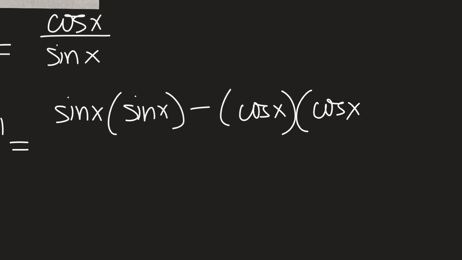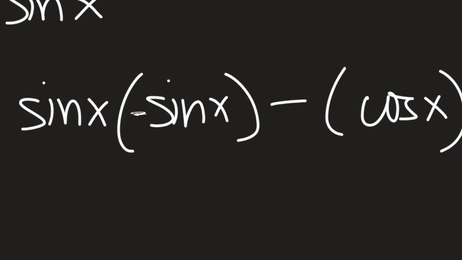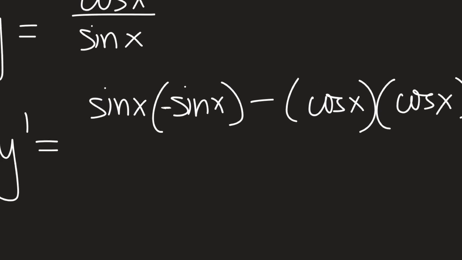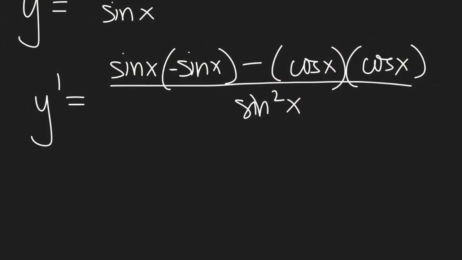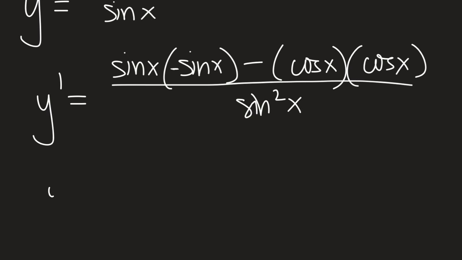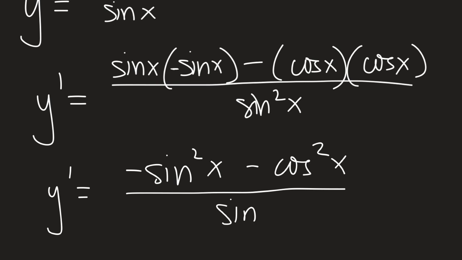Did I do it again? I did it again. The derivative of cosine, sorry, is minus sine. So this is a minus sign here. Derivative of cosine, all divided by sine squared. Okay, the derivative of cosine is negative sine. I need to remember that always. So we have negative sine squared minus cosine squared, all divided by sine squared.